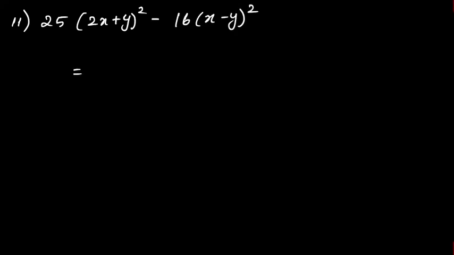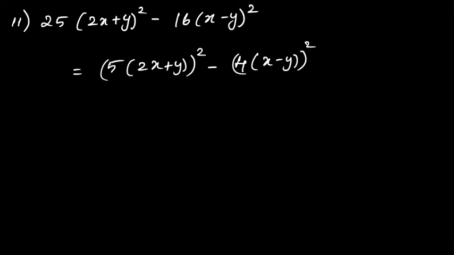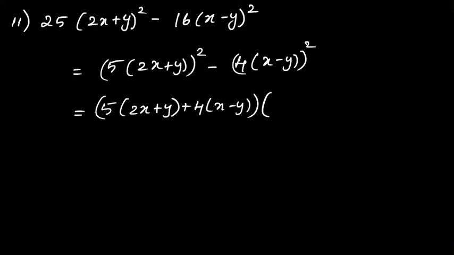11th question, factorize 25 into (2x plus y) the whole square minus 16 into (x minus y) the whole square. So write 25 as 5 square, so 5 into (2x plus y) the whole square. Similarly 16 we can write as 4 square, so we get 4 into (x minus y) the whole square. So here 5 into (2x plus y) is a value and 4 into (x minus y) is your b value. So first write a plus b, we get 5 into (2x plus y) plus 4 into (x minus y). So similarly a minus b, 5 into (2x plus y) minus 4 into (x minus y).